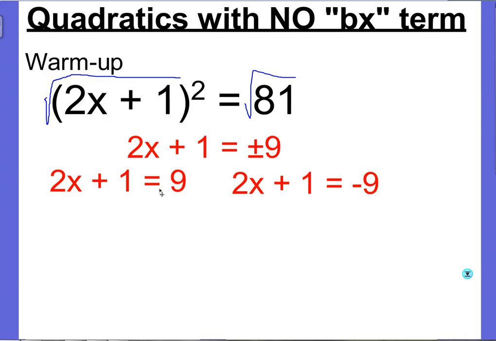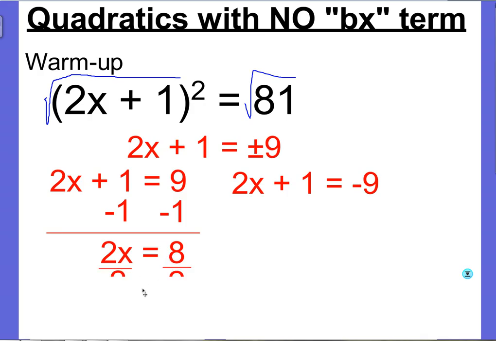Okay, so now I've got two basic two-step equations, once with the positive, once with the negative. So I'll subtract 1 from both sides and get 2x equals 8. Then divide both sides by 2 so that x equals 4. That's one of my solutions.